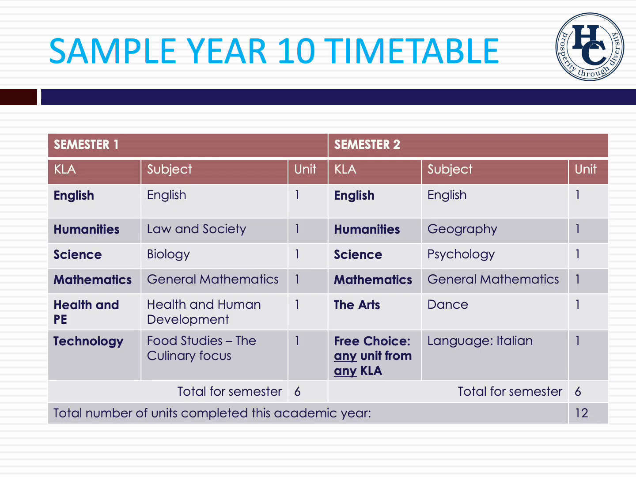So here's a sample of a program that a student might have. So you can see in semester 1, they're doing English, law and society is their humanities subject, biology is their science subject, they're doing general maths, and then for health and PE, they're going to do health and human development. For technology, they're going to do food studies in semester 1, so that makes their 6 subjects. And in semester 2, they're doing English, general maths, but now they're doing geography and psychology, dance for the arts, and their free choice they've chosen as Italian, which makes up the 12. And then they'll also have a reserve subject that they've obviously put last.